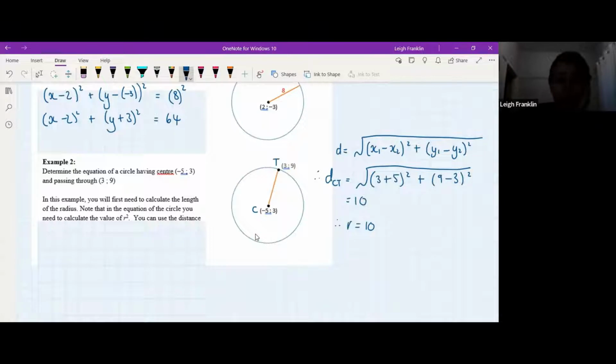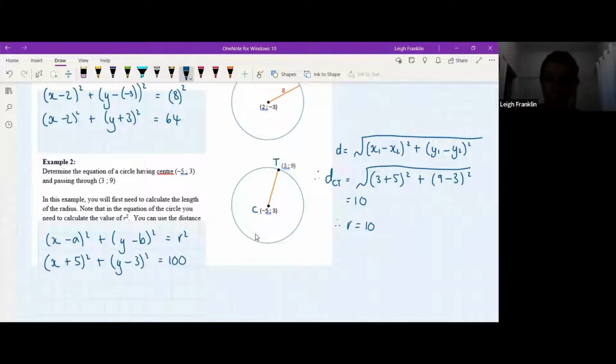So now that we know that the length of the radius is 10 units, we can go straight into (x - a)² + (y - b)² = r². In this case, we have x, and I'm taking a shortcut here, minus minus is a plus, so (x + 5)², and (y - 3)², and that's going to be equal to 10 squared, which is going to give me 100. Is that good? Is everybody all right with that?